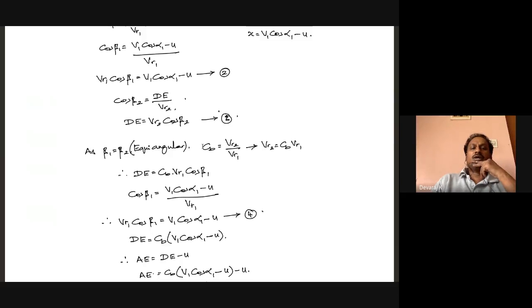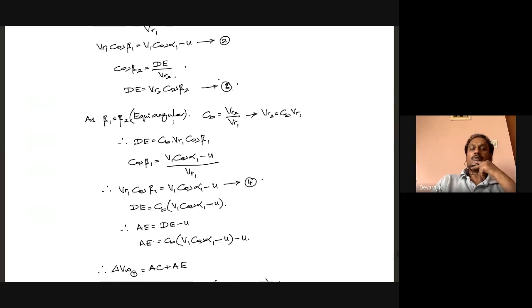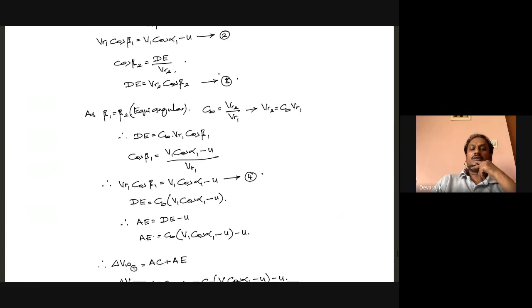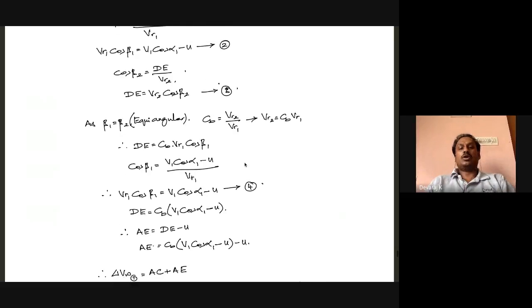So if I substitute for VR2 from this expression, dE will be equal to CB into VR1 into cos beta 1. Already we have cos beta 1 equal to (V1 cos alpha 1 minus u) divided by VR1. So VR1 cos beta 1 is equal to V1 cos alpha 1 minus u. I call that equation number 4.